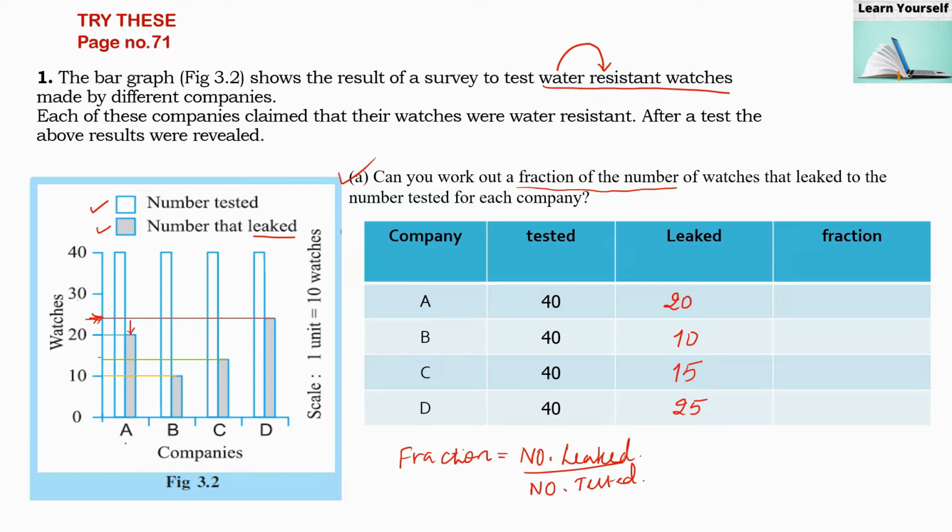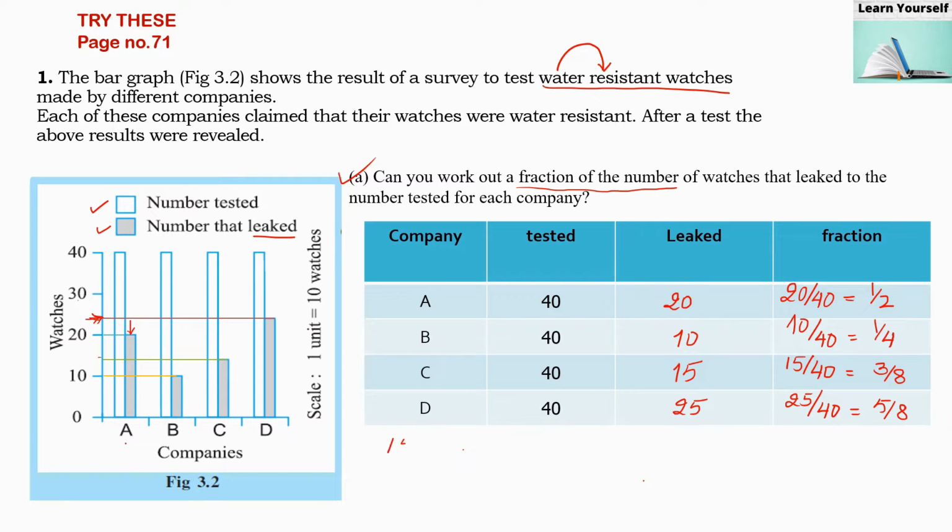Now we need to find out the fraction, the number of watches leaked to the number of tested watches. So it is going to be 20 divided by 40 and it will give us 1 by 2. This is the fraction we will get for company A. Similarly, 10 by 40 will give us 1 by 4. After that, 15 by 40 will give us 3 by 8. Then 25 by 40 will give us 5 by 8.